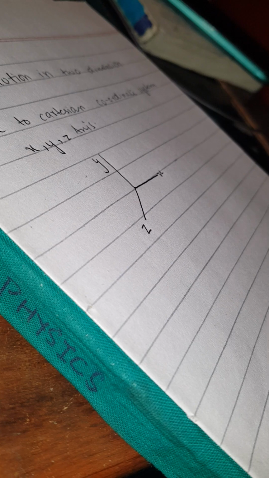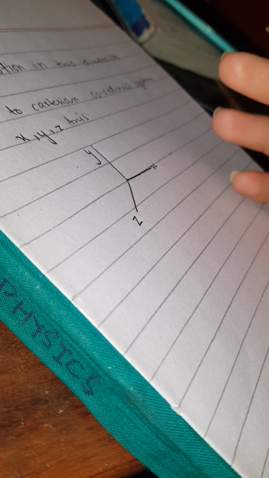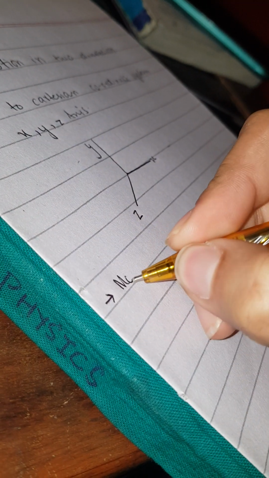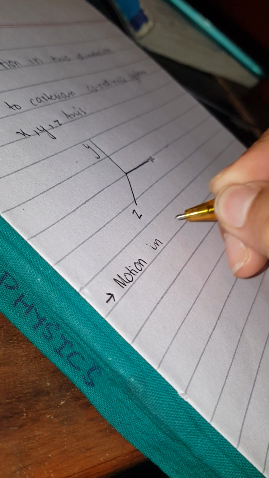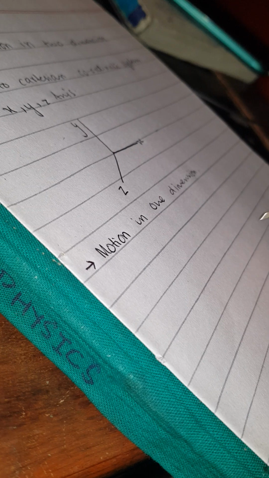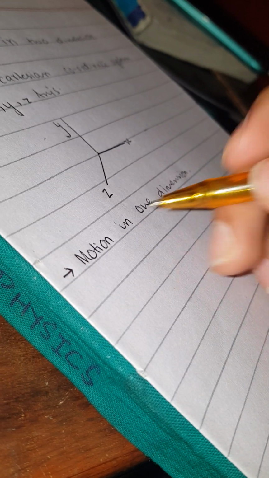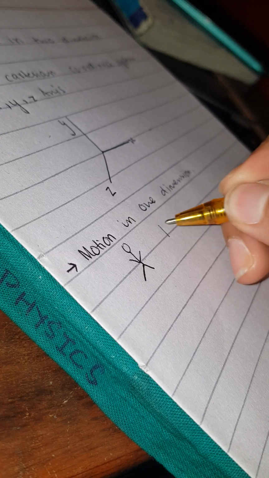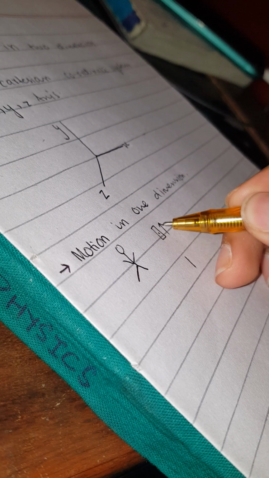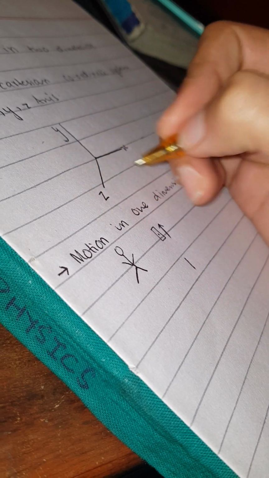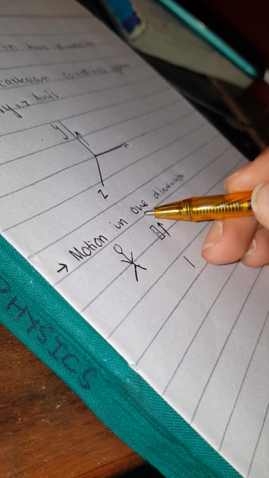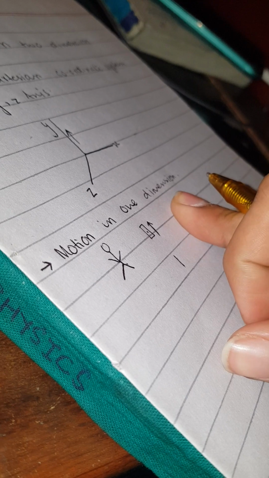So what is meant by motion in one dimension and motion in two dimensions? First of all, let's discuss motion in one dimension. Let's take the example of a lift, where a person is entering a lift. He is in the lift, and the lift is moving upward. The lift is moving upwards, so it means the lift is moving along the y-axis. So the person or the lift is in motion in one dimension.